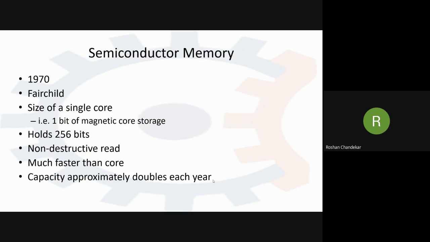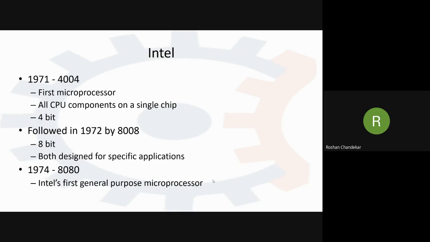Then semiconductor memories. In 1970, the size of a single core, 1 bit of magnetic core storage, held 256 bits, non-destructive, much faster, and the capacity approximately doubled each year. So we use semiconductors in our CPU to store large amounts of data. Then we have Intel. As I told you yesterday, in 1971 the first microprocessor, the 4004, was invented.